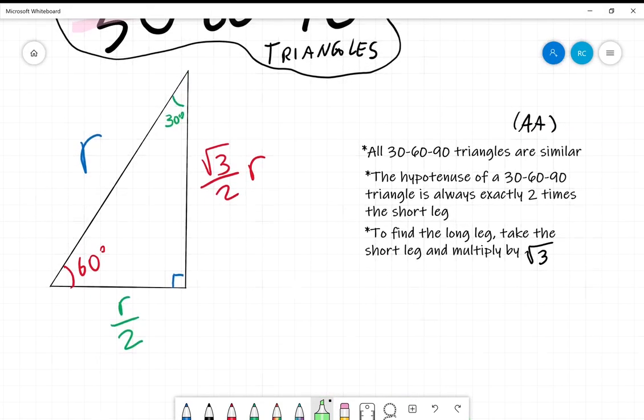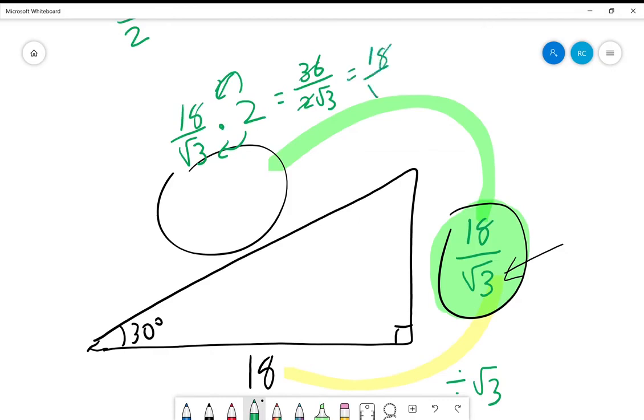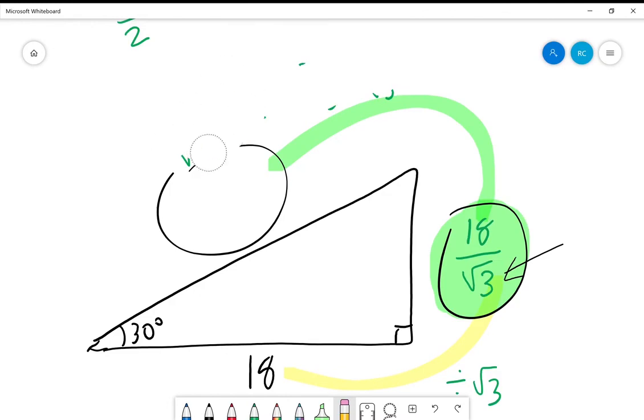Well, according to my notes, the hypotenuse is always exactly 2 times the short leg. So I'm going to take the short leg, which is 18 divided by the square root of 3, and I'm going to multiply it by 2. Now, here's a question. Do I multiply the top and the bottom of the equation by 2? Well, if we did that, we'd get 36 over 2 root 3, which cancels to make 18 over root 3. That can't be right. That's the same thing we started with. So you don't want to multiply the top and the bottom of the equation.